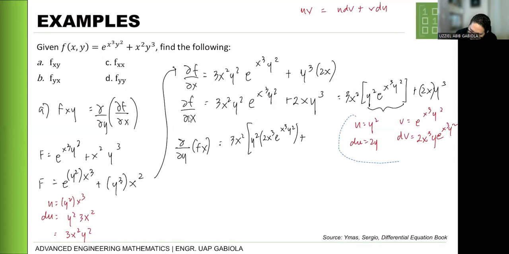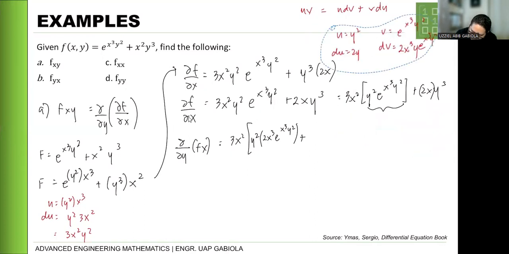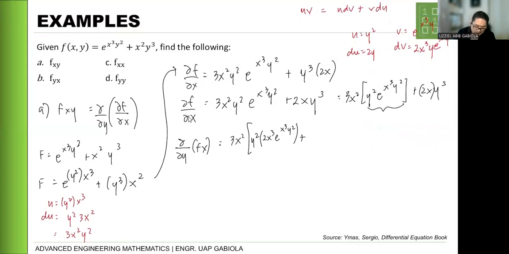Let's move this over. Okay, so plus v du, so v is x cubed y squared, then du is 2y, plus we derive this, which is 2x times 3y squared.